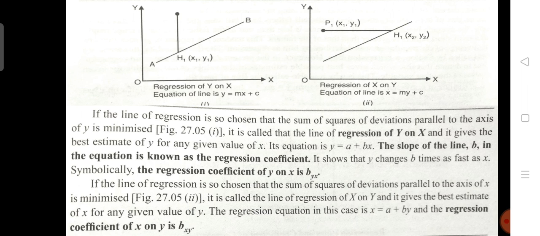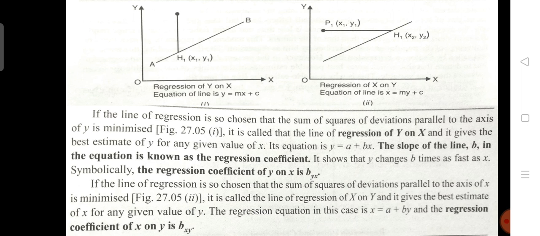And if the line of regression is this, and the squares of deviation parallel to the y-axis are minimized, this is the line of regression of y on x. The equation is y is equal to a plus bx. You know, y is equal to mx plus c is the equation of a line, then m is the slope. So if we take y is equal to a plus bx, b is the slope of the line. So it is the regression coefficient.